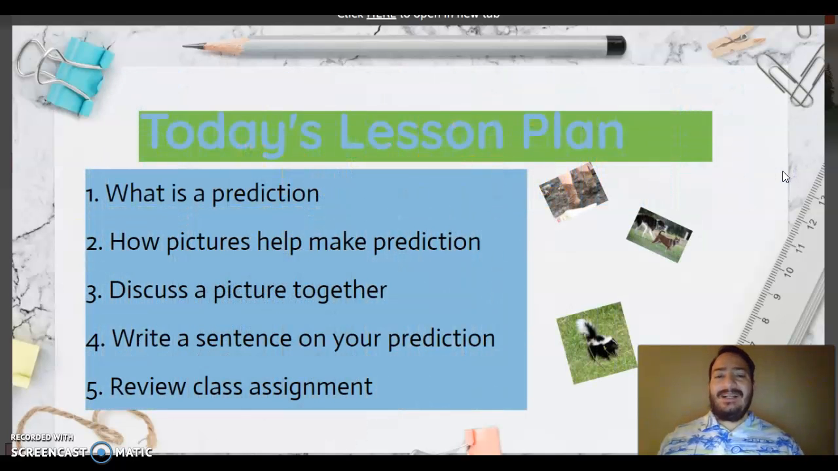To begin with, let's talk about what we're going to be doing in this video. I'm going to explain to you what a prediction is and how we can use pictures to help us make predictions. Then we're going to look at a picture together and discuss how we can use it to help with our predictions. I am going to give you an example sentence on how I want your prediction to be written. And then we're going to review what we're going to be doing in class tomorrow so that everyone is well prepared.